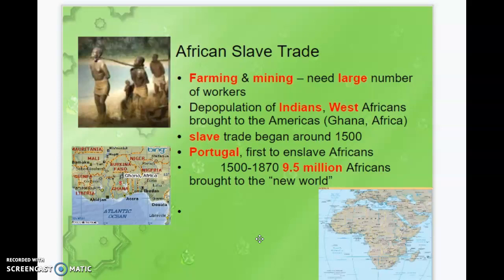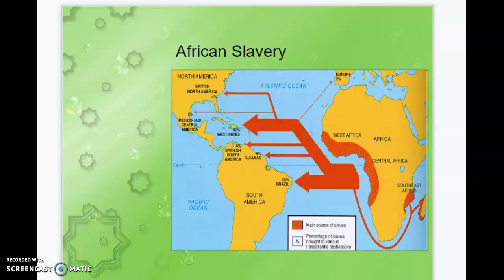You can see on your 3A, between the years 1500 and 1870, about 9.5 million Africans made the trip to the New World. So what we're going to take a look at next is this journey of the Africans coming across the Atlantic Ocean to one of a few different destinations. As you can see with this map, we have a variety of locations where Africans were destined to go.